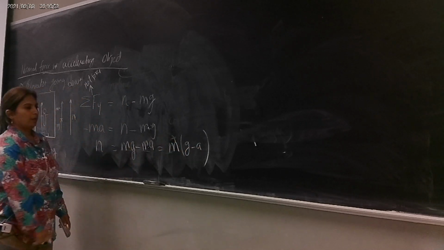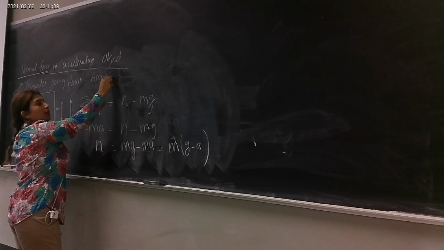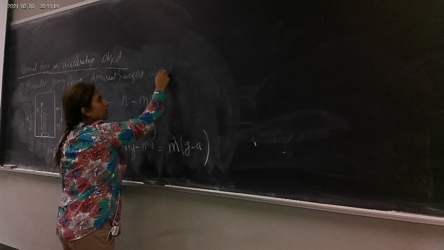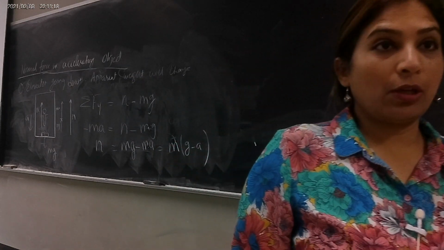G minus A. Okay, so your overall apparent weight will change. Remember that we are not saying that the weight will change, it's the apparent weight that will change. Because it's moving downward, that would change everything. It's very critical that you put the signs with it.